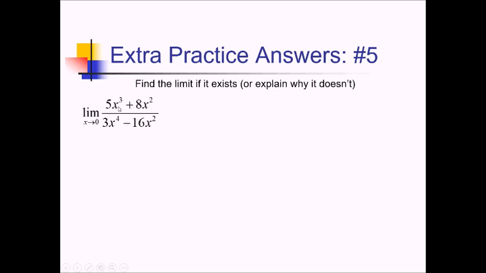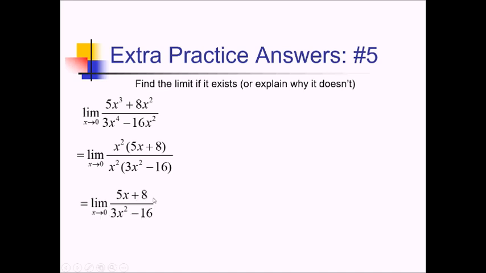So in the numerator, we can factor out an x squared, leaving us with 5x plus 8. In the denominator, we can also factor out an x squared, leaving us with 3x squared minus 16. And now these x squareds cancel, leaving us with just the stuff in parentheses. At this point, if you plug in 0 again, everything with an x is still going to cancel out, but now we're going to have an 8 and a -16 left over, which, if we want, we can reduce to -1/2.